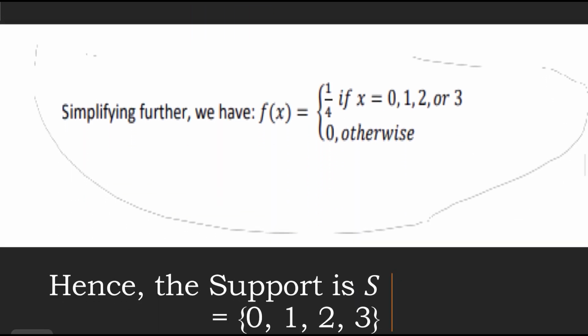Simplifying further, we have now f(x) equal to the probability 1/4 if x is equal to 0, 1, 2, or 3, and equal to 0 otherwise. Hence, the support S is equal now to {0, 1, 2, 3}.